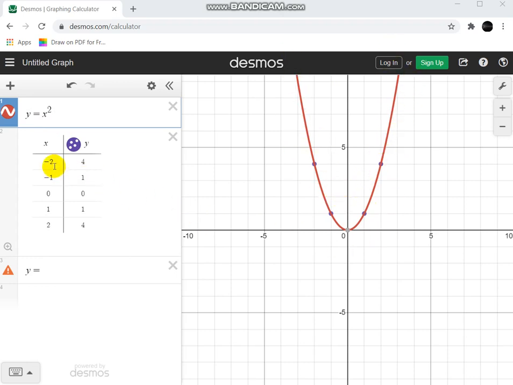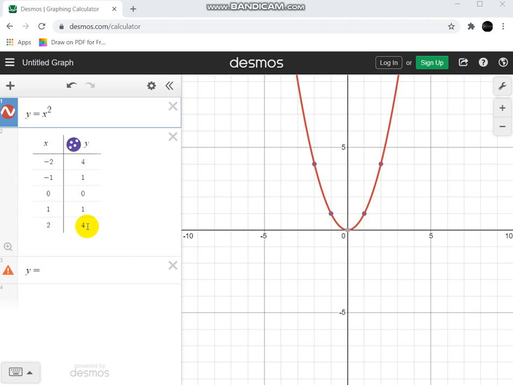And what I did was I plotted some values here. For example, if you do negative 2 squared, negative 2 times negative 2 is going to be 4. If I plug in negative 1 here, negative 1 times negative 1 is going to be positive 1, and so forth. You can see those values there.